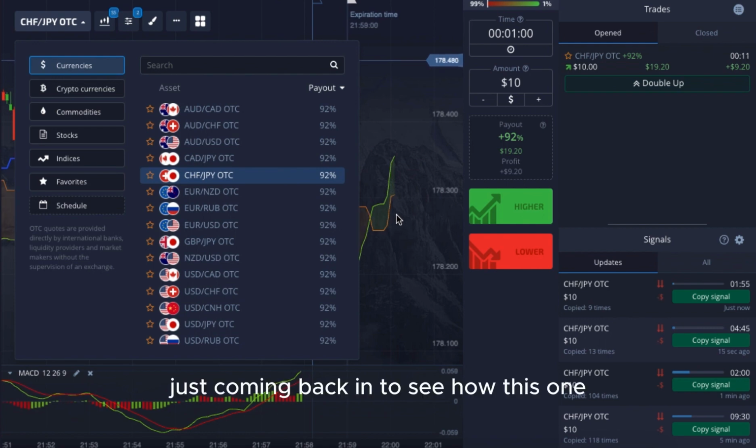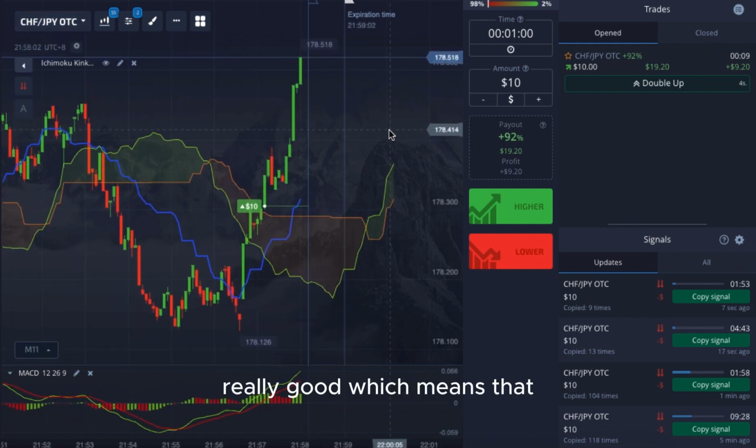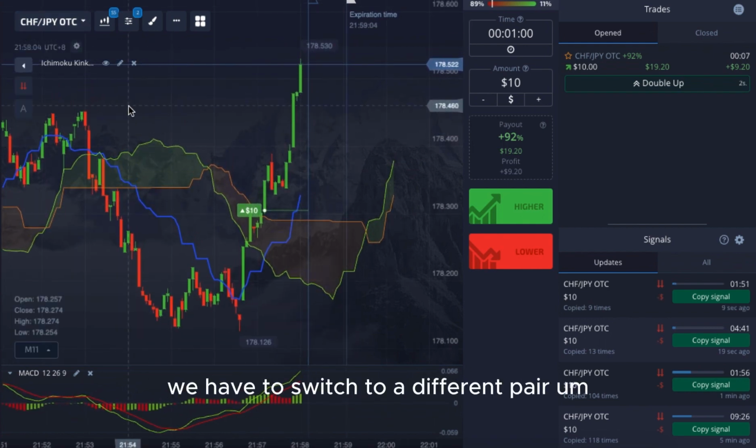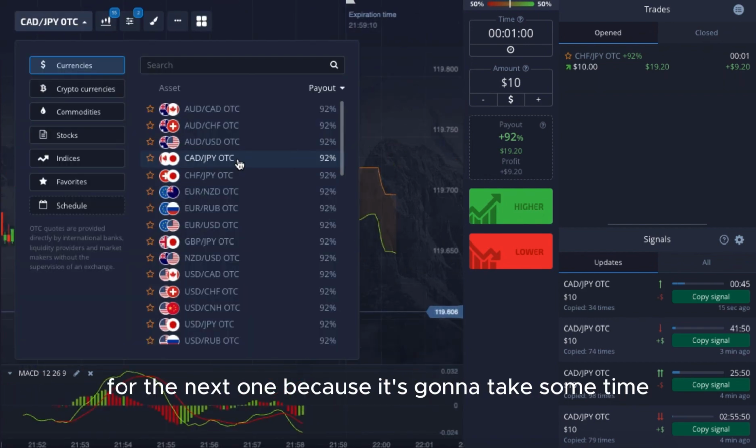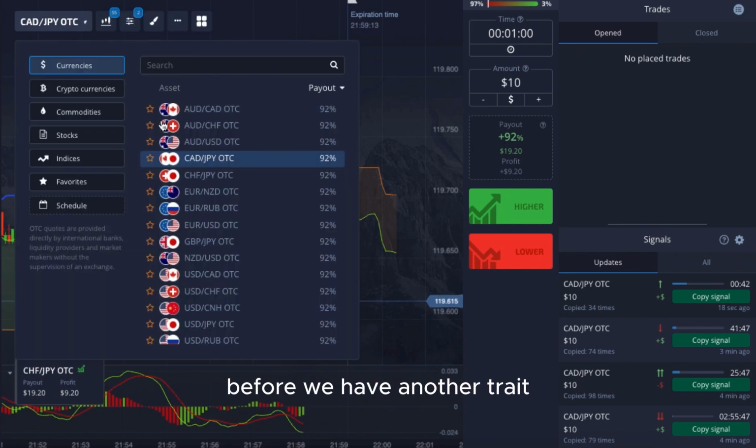Okay, so just coming back in to see how this one is going. This one is really good, which means that we have to switch to a different pair for the next one, because it's going to take some time before we have another trade.